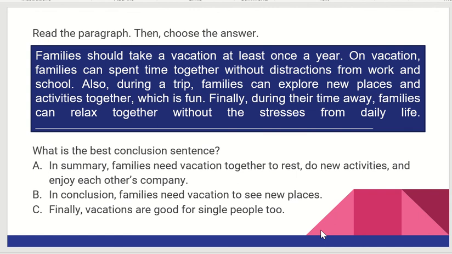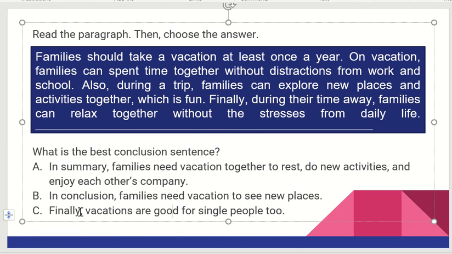Okay. Number two, in conclusion, families need vacations to see new places. This one just repeats the content of the supporting details, so it is not the right answer. Option number three, finally, vacations are good for single people too. This is an example of a new idea. We shouldn't introduce any new idea in the concluding sentence, so option number three is wrong.